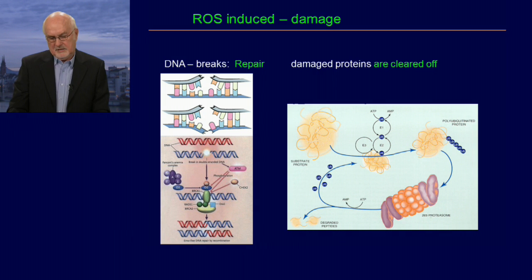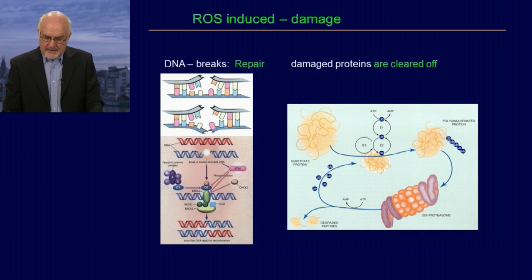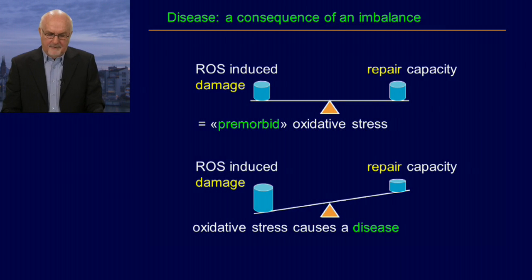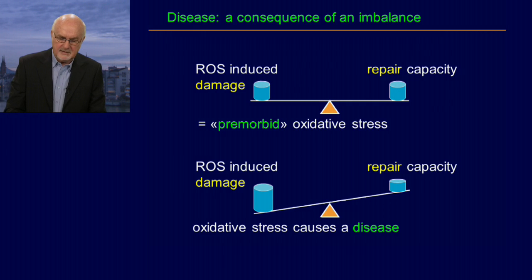They also can damage proteins. These damaged proteins are recognized, then tagged by ubiquitin, and then pulled into the proteasome, cut into pieces, and recycled. So therefore, again, whether we develop a disease or not is a consequence of the balance. As long as the ROS-induced damage is in balance with our repair capacity, we are in a so-called premorbid oxidative stress. In other words, we do not have a disease.